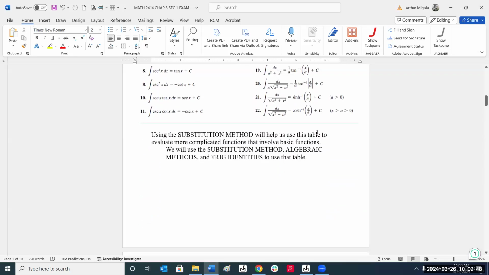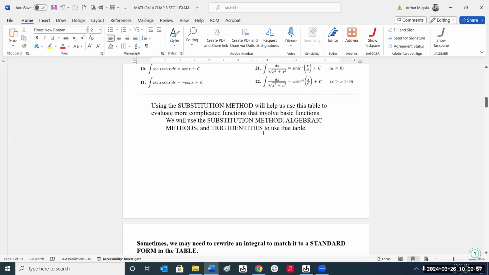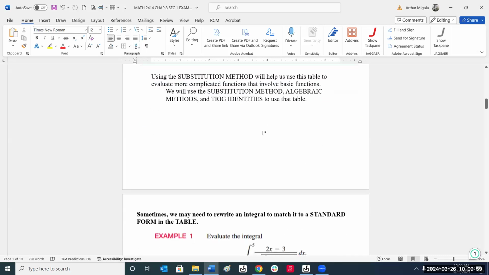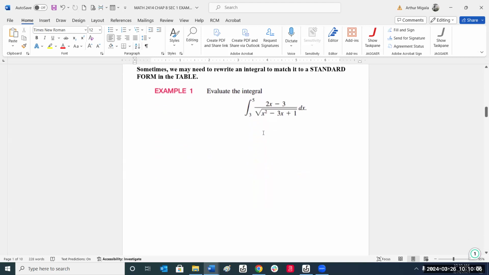Using substitution is going to help us use this table. That's going to be the predominant way we're going to solve these things most of the time. So we're going to use the substitution method, the algebraic and trigonometric identities, and the trigonometric shortcuts. So let's look at this.